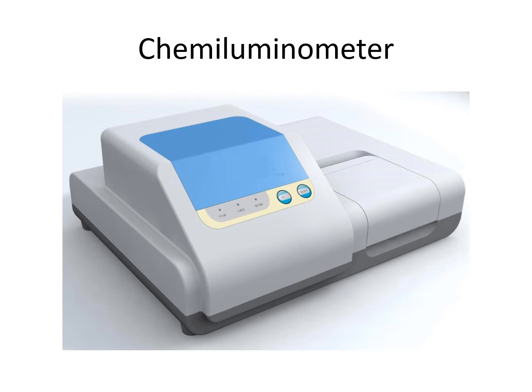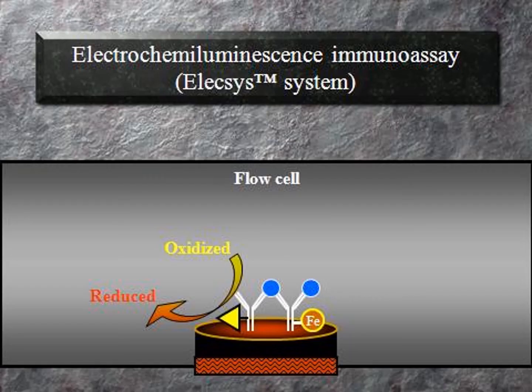So this is a luminometer. It's very similar to the appearance of your spectrophotometer, except that what it measures is the intensity of light produced during the chemical reaction. In this slide, we can see the so-called electrochemiluminescence immunoassay, or the ELECSYS system.